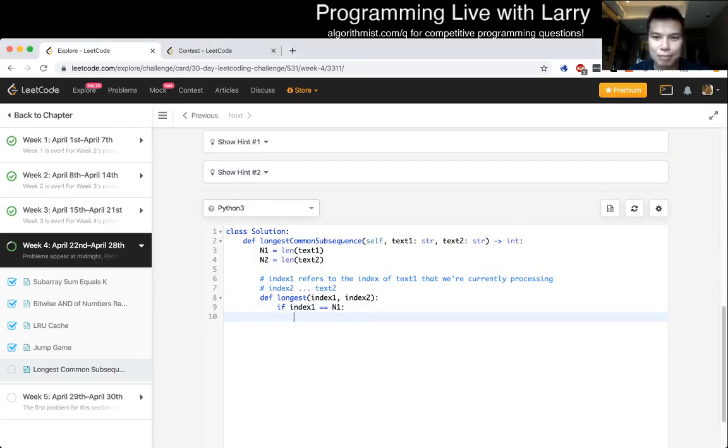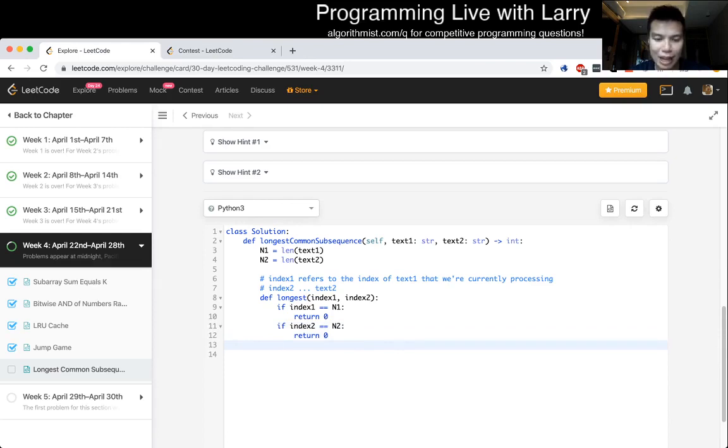Cool. So now if index 1 equals n1, that means we processed all the letters from the first string, text 1. So what does that mean? That means the answer is going to be 0, because no matter what you do on the second string, you're not getting an answer, because you have no more characters from the first string. And then similarly for index 2. Let me know if you have questions with that.